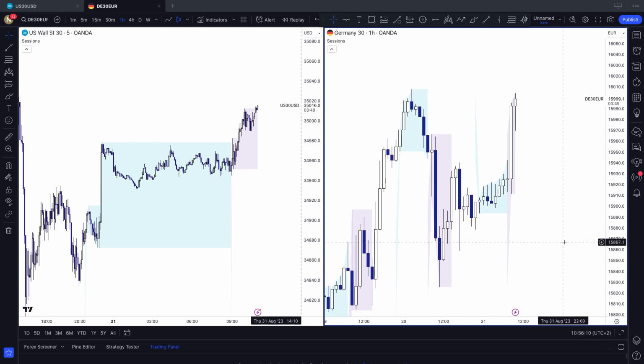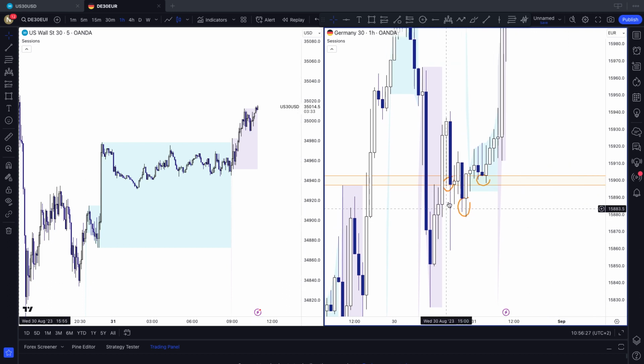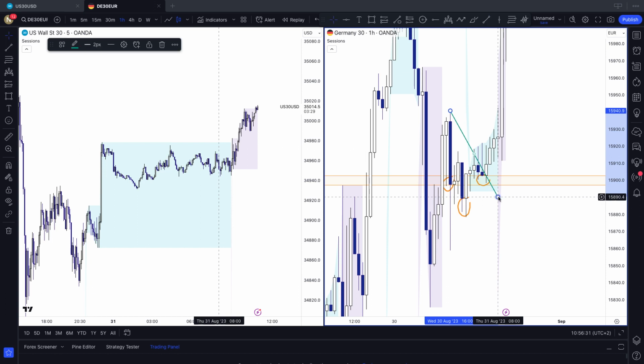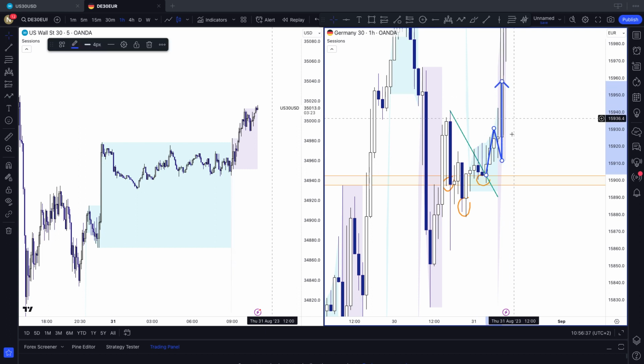Now that being said, let's quickly jump into German 30. I saw on the 1-hour a beautiful head and shoulder pattern, one of my favorite patterns, in fact, if not my favorite, drawing a little support zone right here. So you can see that we had a nice head and shoulder, nice support. Then we had this nice trend line break over here. In Asia session, of course, market rushed to the upside and then pulled back and kept on going.